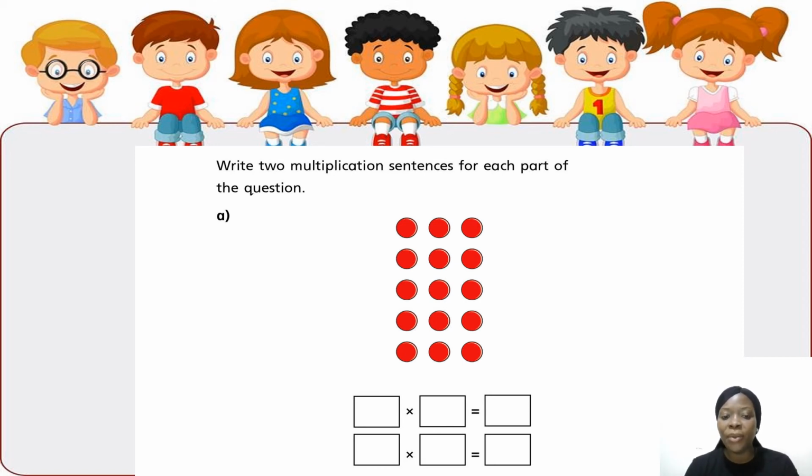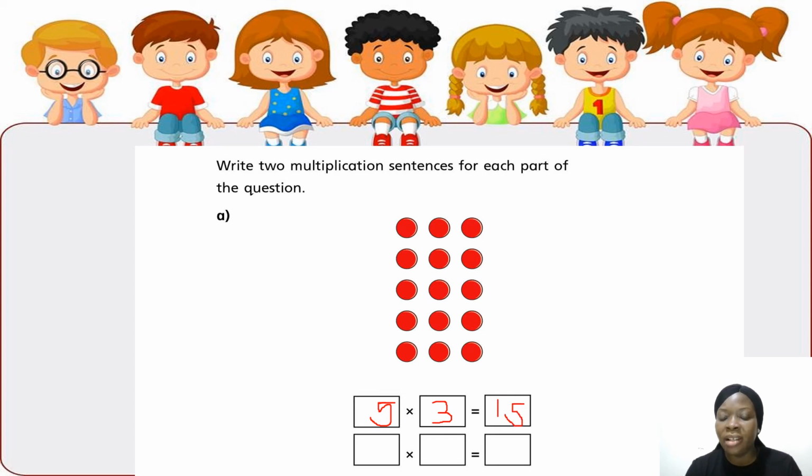Welcome back. So, how many rows do we have in this array? Let's count together. 1, 2, 3, 4, 5. We have 5 rows. So I'm going to write here 5. Now, how many columns or how many groups do we have in each row? We have 1, 2, 3 on each row. So I'm going to have 5 times 3. And 5 times 3 is 15.